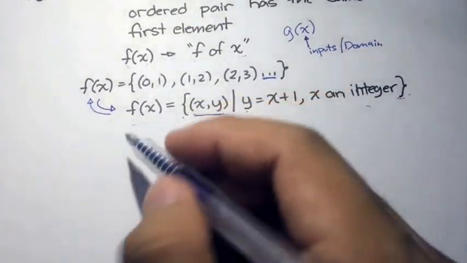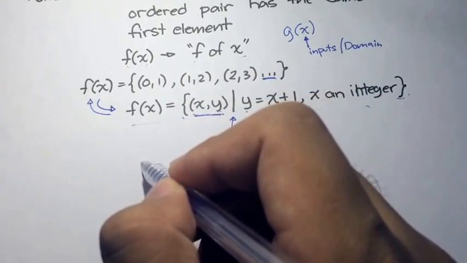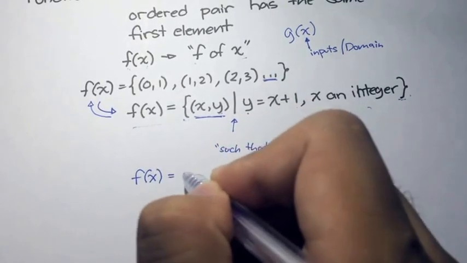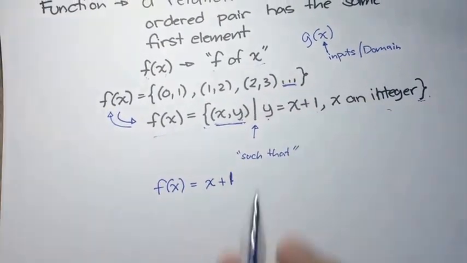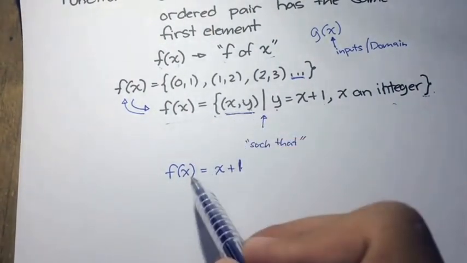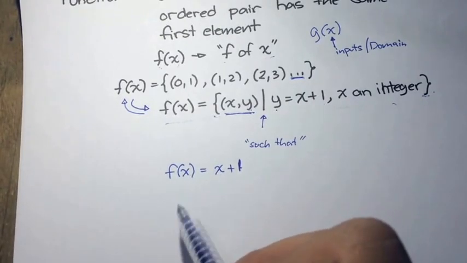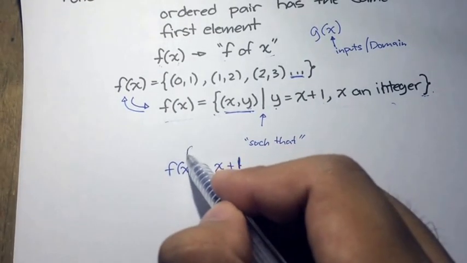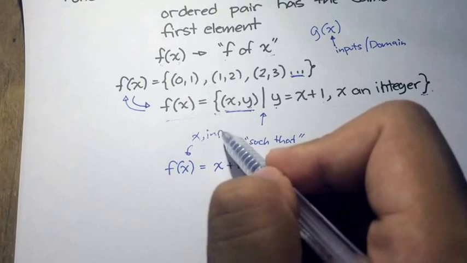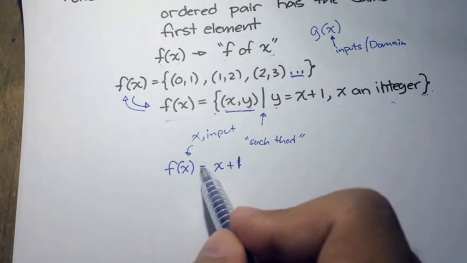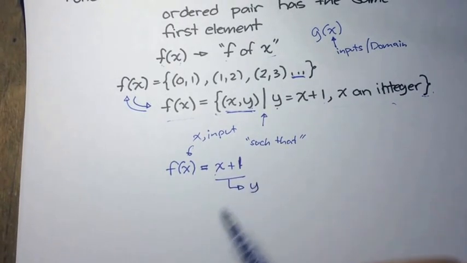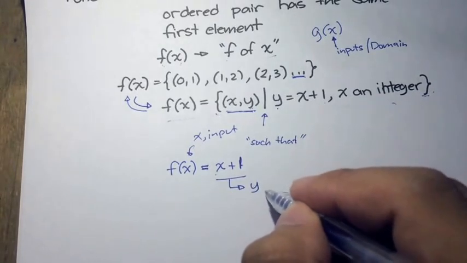And sometimes in math, we simply say that f of x is equal to x plus 1. And this function is equivalent to this too. It says that I have a function that takes the input x, this is the input, and the output is equal to x plus 1. So the output is the y values.